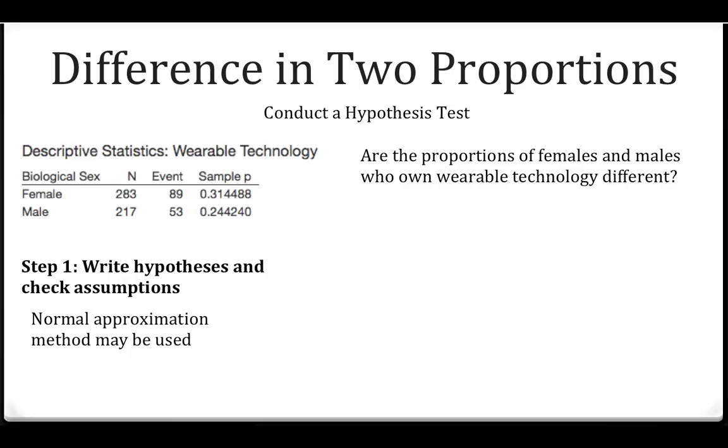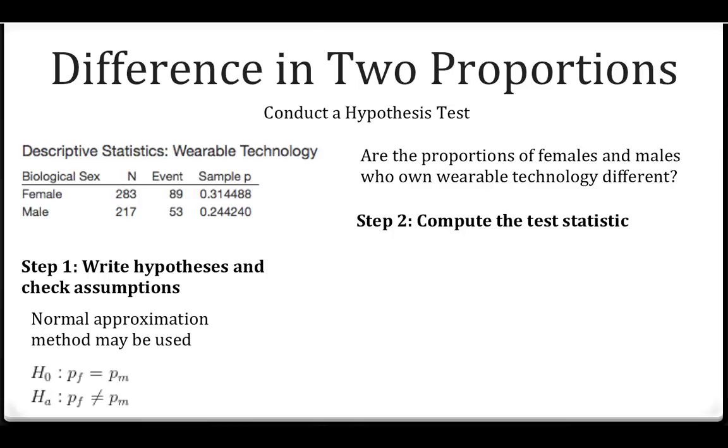Next, we write our hypotheses. The research question is asking if there is a difference between females and males. It doesn't give us a direction. This is going to be a two-tailed test. Our null hypothesis is that the proportion of females equals the proportion of males. The alternative hypothesis is that the proportion of females does not equal the proportion of males.